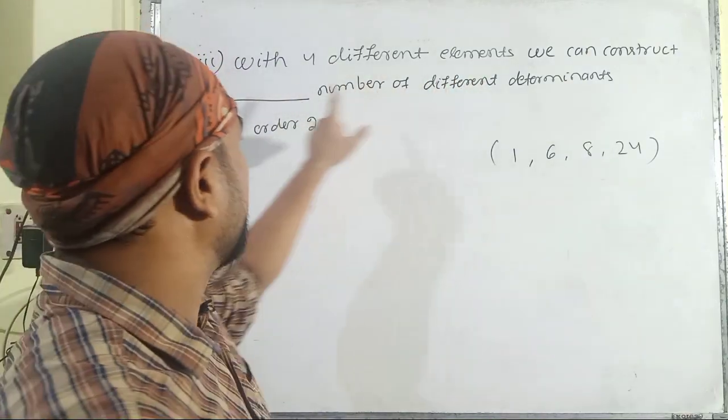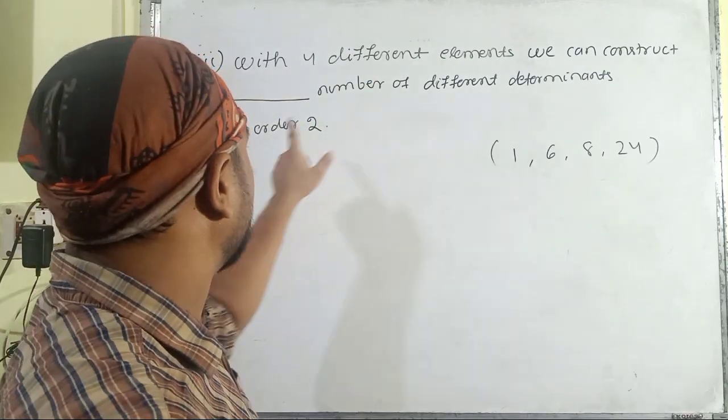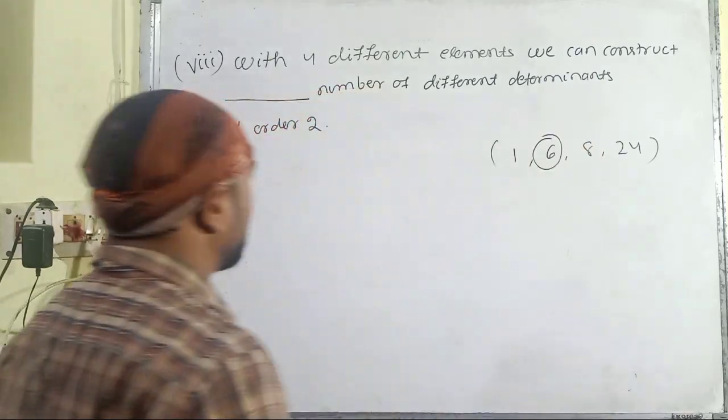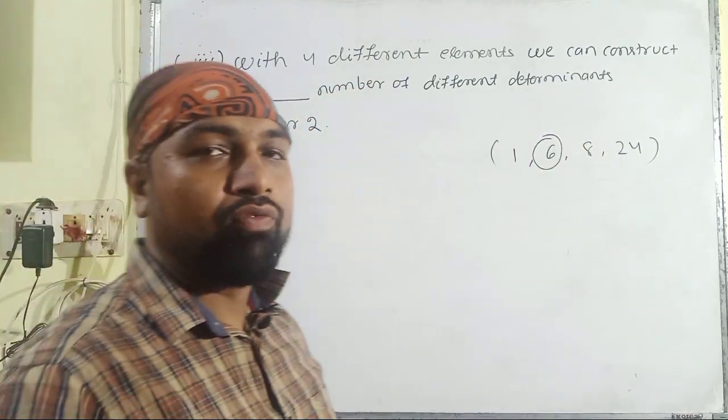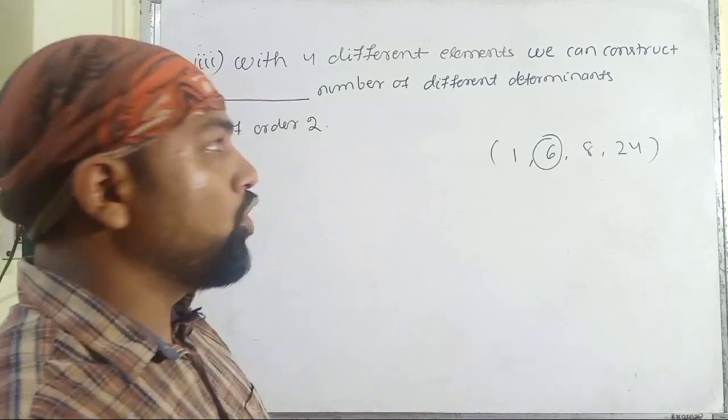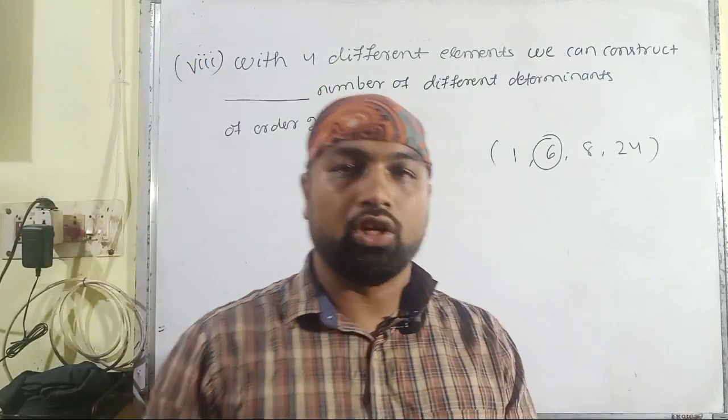With 4 different elements we can construct dash number of different determinants of order 2, and the answer will be 6 here. To know the detailed method, you can refer to the videos of the determinant topic that I have posted on my YouTube channel. So this is all about the problems based upon this current video session.